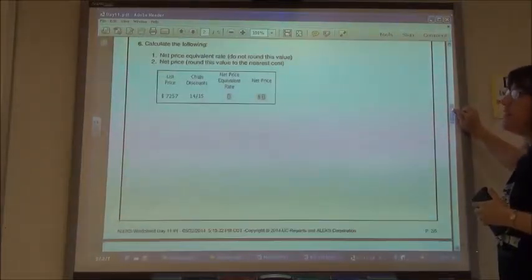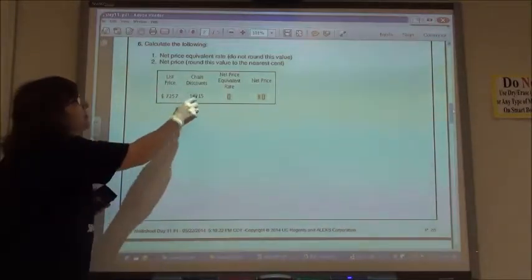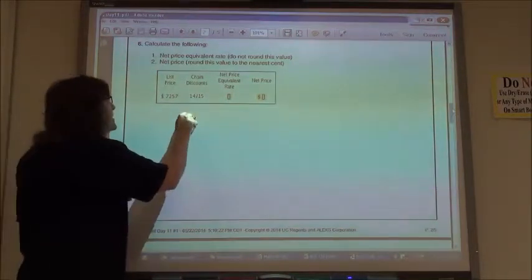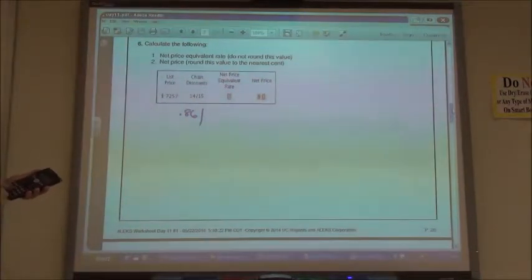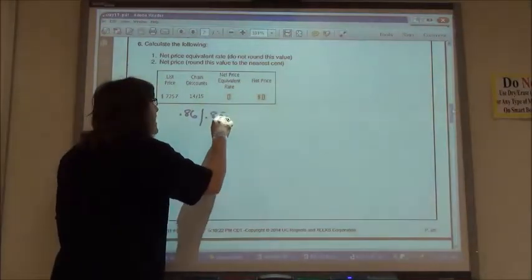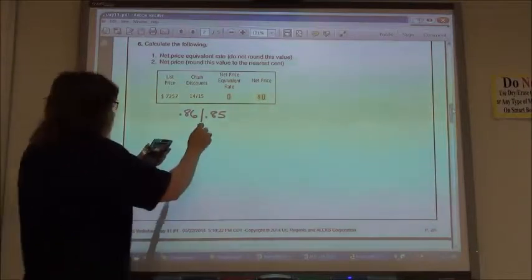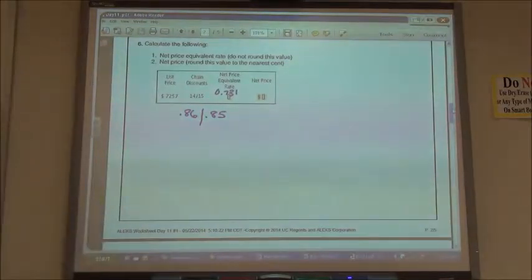Number 6, we're doing the same thing there. Again, it wants us to calculate the net price equivalent rate. We're going to use the complement of 14% and 15%. So if I have a 14% discount, 100 minus 14 means I'm paying 86%. If I have a 15% discount, 100 minus 15 means I'm paying 85%. So to find my net price equivalent rate, I'm going to take 0.86 times 0.85. So I have 0.731. So my net price equivalent rate is 0.731.